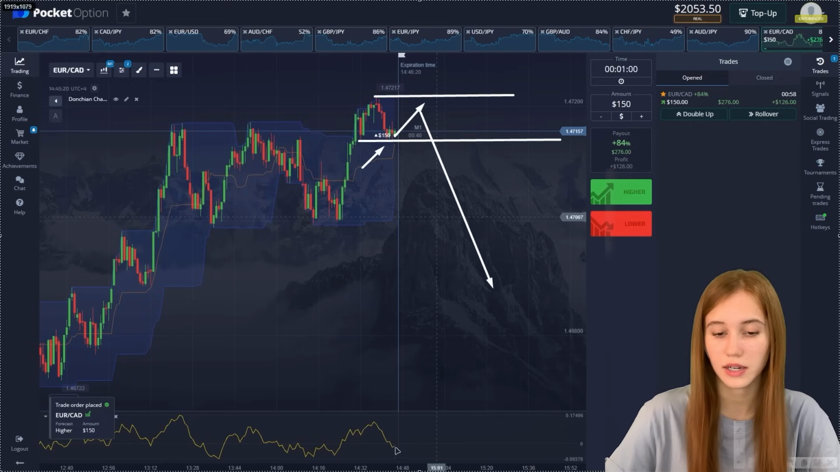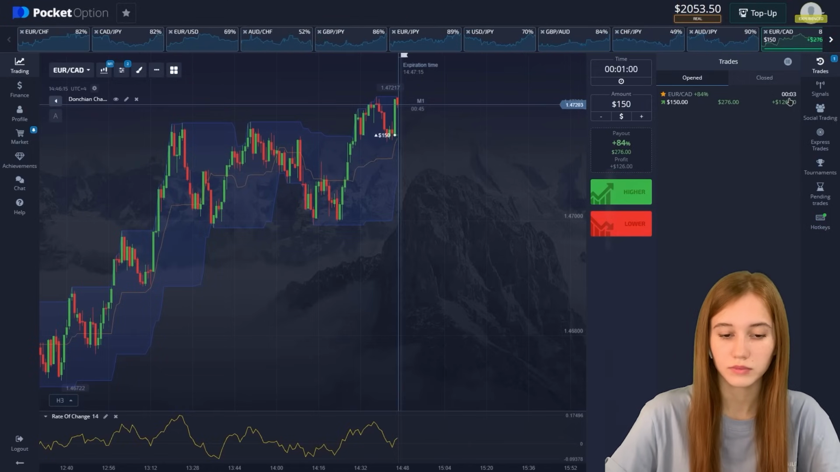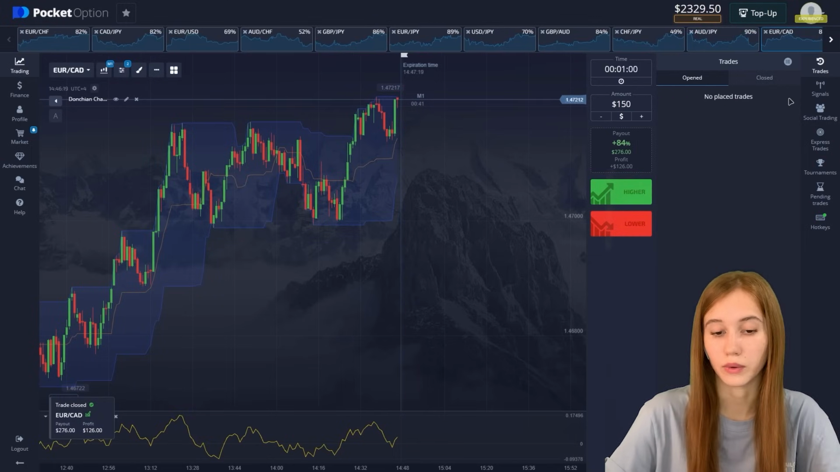According to the second indicator, we see that we are below the zero mark. There has been a prolonged drawdown. But we also see that if you look closely at the angle of this line, it is directed upward. That indicates the candles will rise. 3 seconds. Good. Profit is $126.